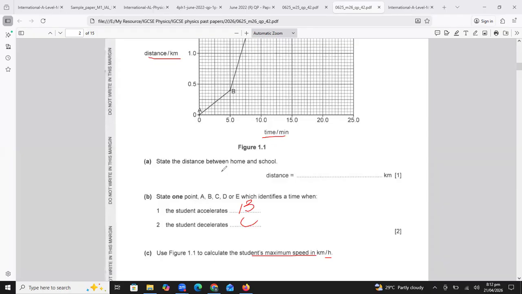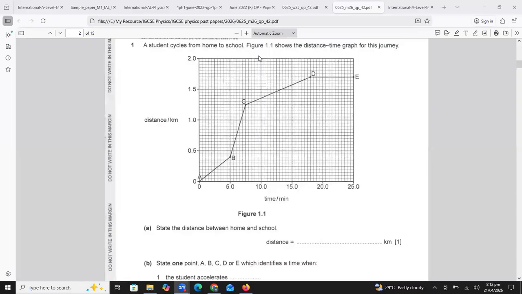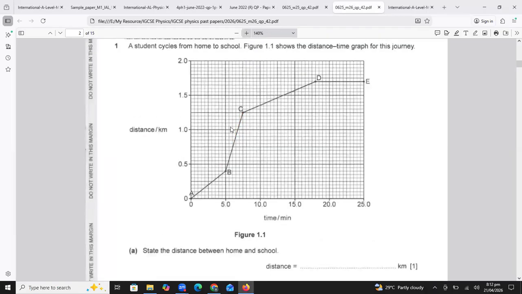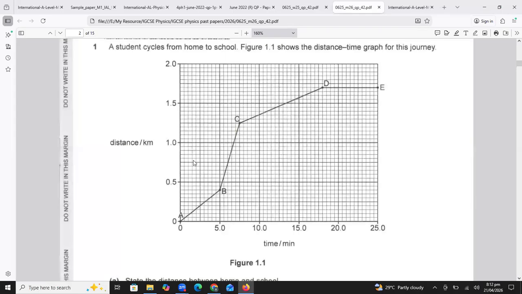to calculate the speed of the child, a student, in kilometer per hour, and we have to calculate the maximum speed. So maximum speed doesn't mean that we have to calculate the total speed or average speed. Maximum speed means we have to calculate the speed at which the gradient is greatest. So you can see, as I have already told you, that the gradient is greatest in this section of the journey from B to C. So if the gradient is greatest here, the speed of the child is greatest in this journey. So we have to calculate the speed here.